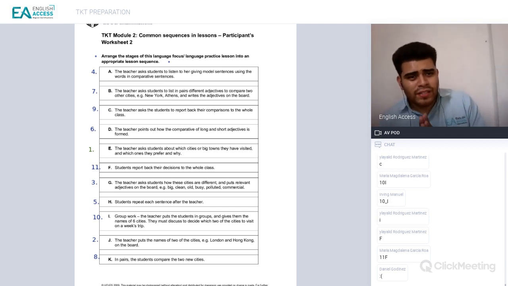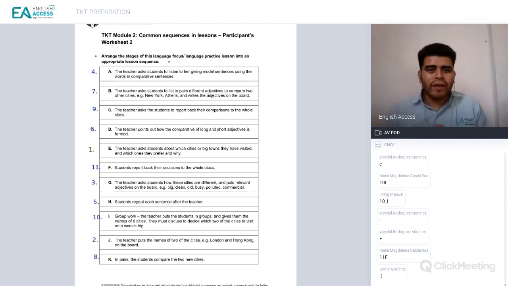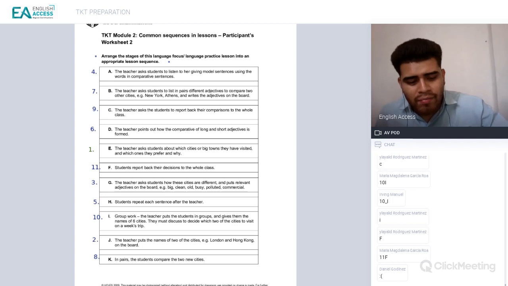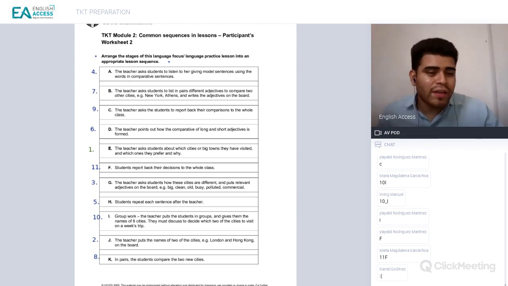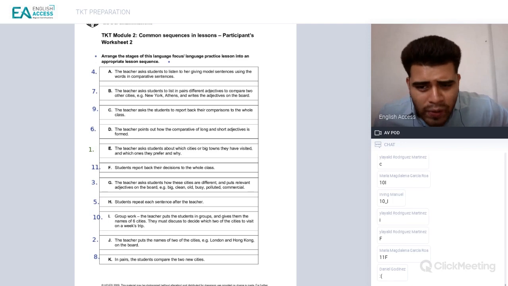All right, so this is a way of teaching the comparatives. If you've ever had a comparative lesson and it wasn't successful or it wasn't as great as you thought it could be, this is a good guide. This specific activity has helped me a lot with my comparative classes. Do we have any questions?